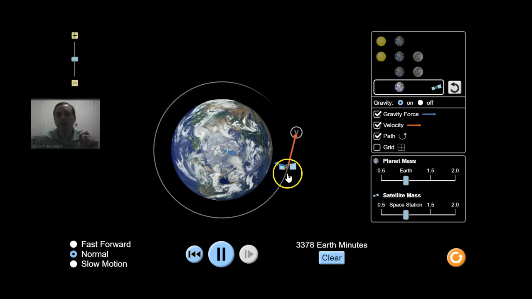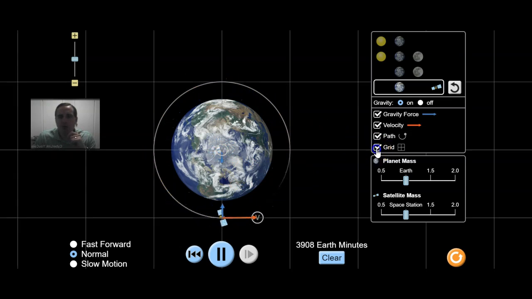Notice the force of gravity on the satellite and the force of gravity on the Earth are both the same. So you may say, wait a minute, why doesn't Earth move? Well, Earth is extremely massive. Earth's mass is approximately 5.98 times 10 to the 24th kilograms. That's an enormous mass. As a result, it is very difficult to move the Earth. Okay? So that's the basic idea.